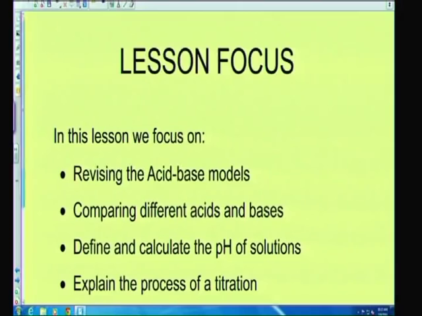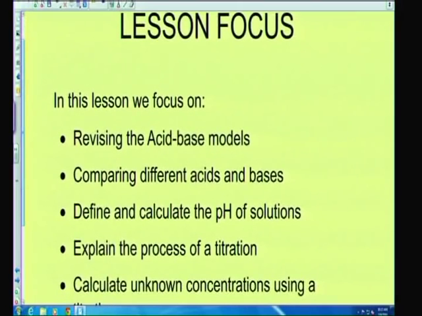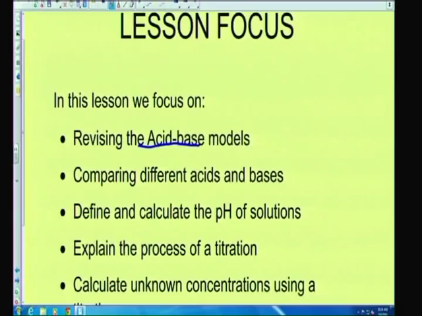Here we go. In this lesson, we'll focus on the following things. We'll start by revising the idea of an acid-base model. There are different models to explain the nature of substances as being either acidic or basic. We want to know those and make sure that we've got that as the concrete basis for our discussion on acids and bases. Then we'll be looking at comparing different acids and bases.